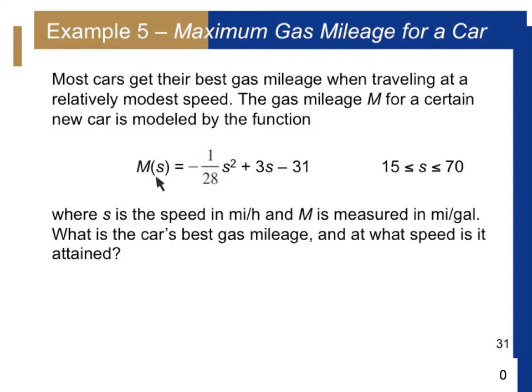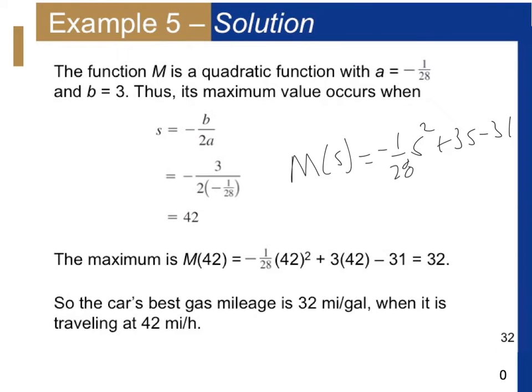Okay, so this is our quadratic model. M of S equals minus 1/28 S squared plus 3S minus 31. Now we notice that parabola will open down, right, because the A is negative. So we're going to find the vertex to find the maximum M, the maximum mileage. And we say here our S is between 15 and 70. So we're not looking at speeds below 15. We're not looking at speeds above 70. So what is the car's best gas mileage? What speed is it attained? Okay. So we're going to find the vertex of that.